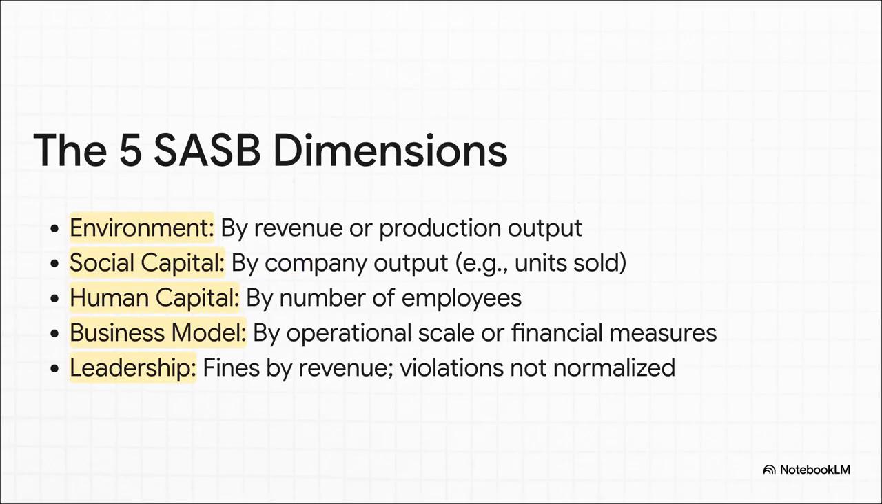The 5 SASB sustainability dimensions actually give us some fantastic rules of thumb. For environmental stuff like emissions, it's often best to normalize by production or revenue. For social capital issues like product safety, you want to tie it to output. Think recalls per million cars sold. Human capital, that's all about people, so normalizing by the number of employees usually makes the most sense. For business models, you can tie it to operational scale. And for leadership, things like big fines can be put into context by looking at them against revenue.